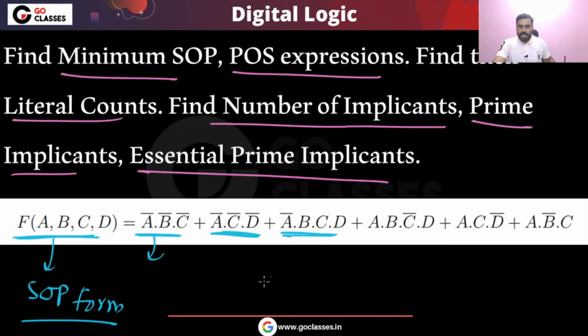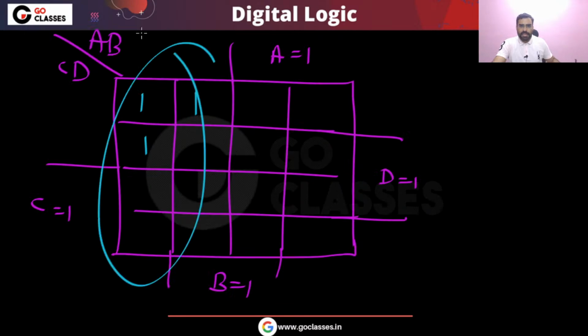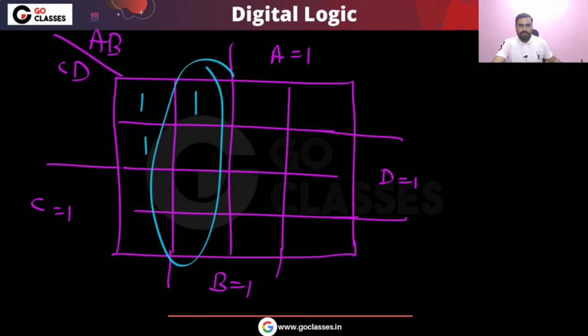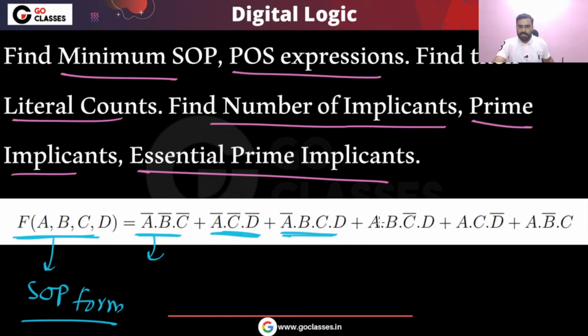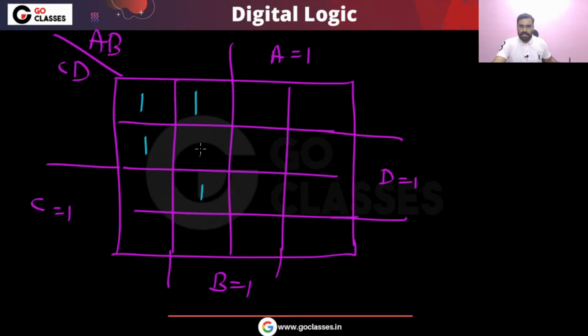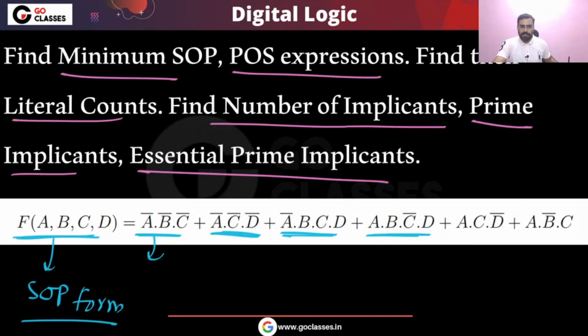Next, A bar, B, C, D. This is A bar, this is A bar, B, this is A bar, B, C, and this is A bar, B, C, D. Next, A, B, C bar, D. This is A, this is A, B, this is A, B, C bar, and this is A, B, C bar, D. So this will be A, B, C bar, D.